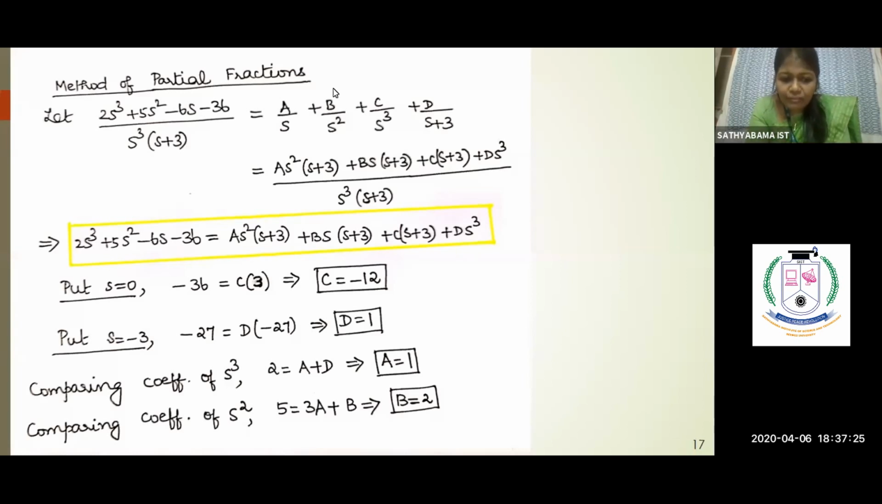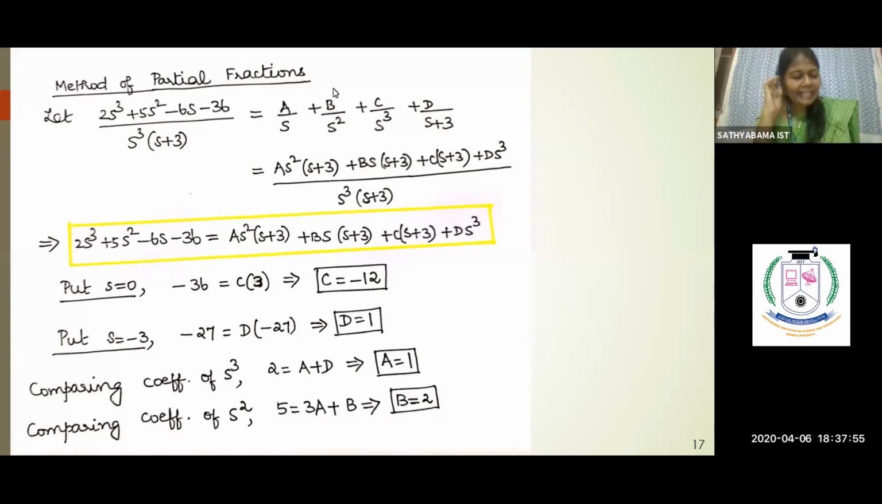Comparing coefficients of S cube on both sides, what is the coefficient for S cube in the left hand side? 2. So 2 equal to. What's the coefficient of S cube in the right hand side? There are two terms with S cube. One is A square into S, so the coefficient there is A. Plus, how else will I get S cube? The last term, D S cube. So the coefficient there is D. So 2 is equal to A plus D. I already know what D is. So what is A? A is 1.